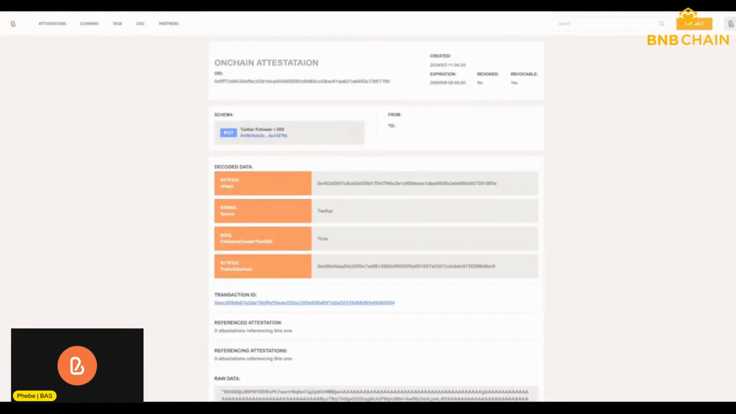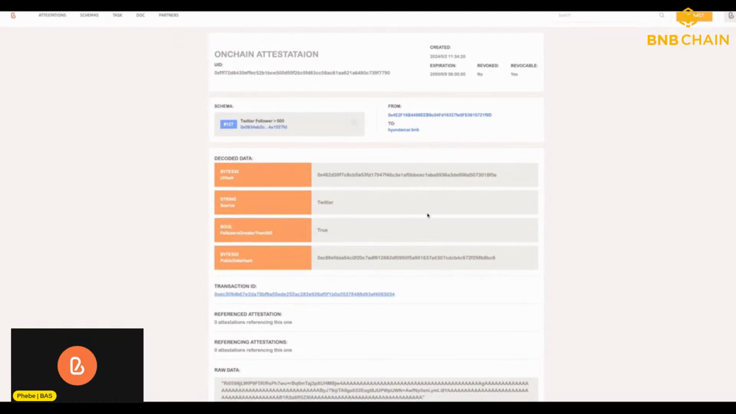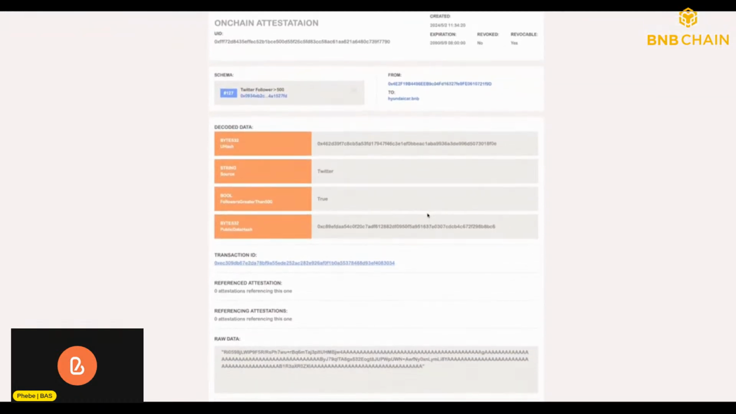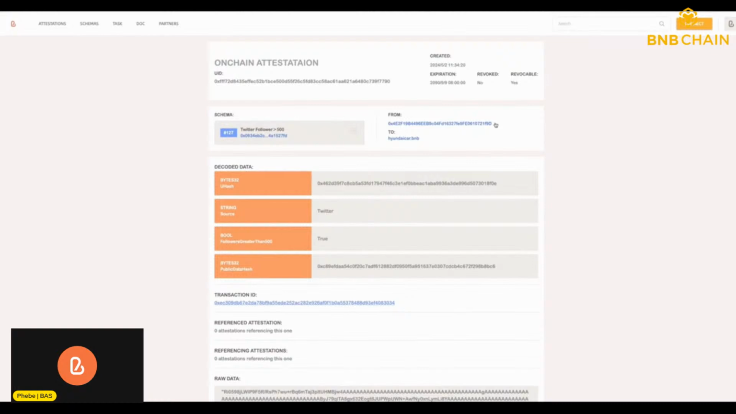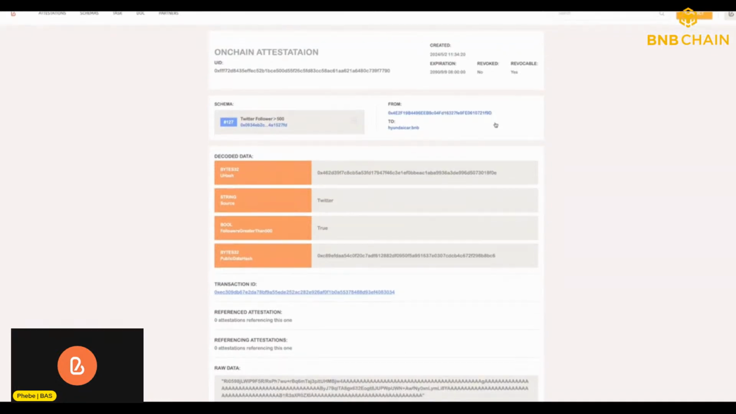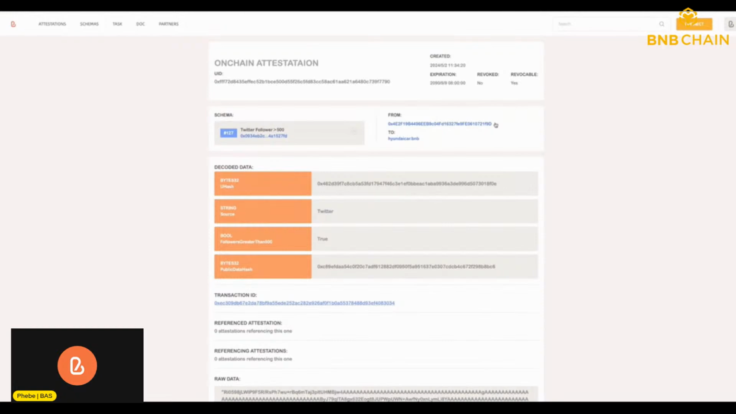The next concept is attestation. An attestation is data with proof that can be used to verify the validity defined in a schema. Attestations provide a standard for users to import any data into Web3. Within BAS, attestations can be created on-chain and off-chain. Users can store the off-chain attestations in Greenfield to provide access control.